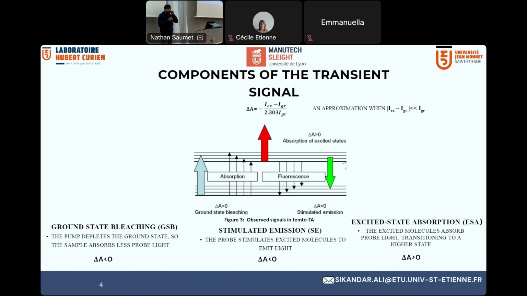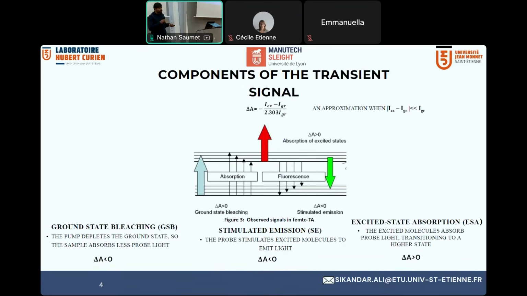The fundamental signal that we measure in transient absorption spectroscopy is the change in the absorption of the material or the sample when it gets excited. Here you can see in the formula, I_ex is when the system is in the excited state, and I_gr is when the sample is in the ground state. So we differentiate how the sample behaves after it gets excited.